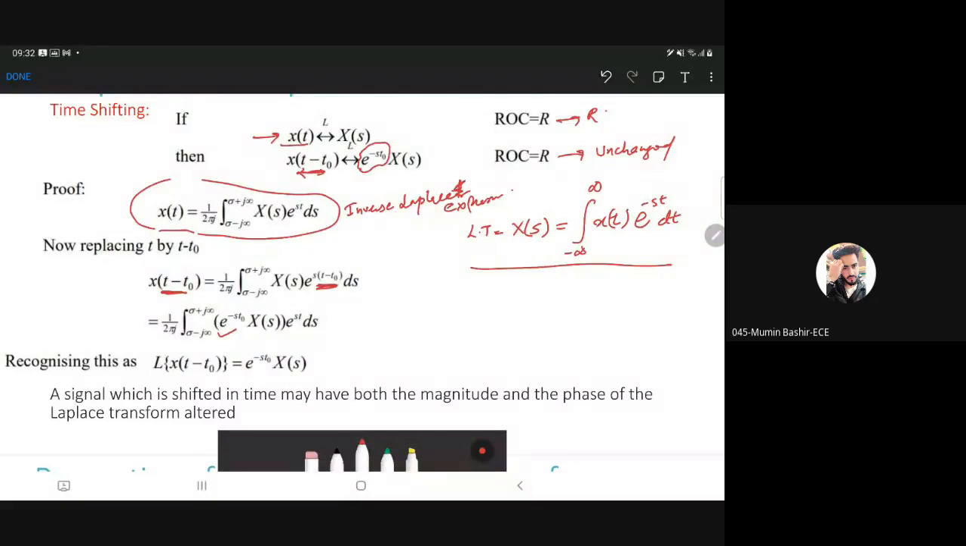Just as we explained in the Fourier transform and inverse Fourier transform, because you have 1/2 pi j here and e raised to power plus s, whereas in the Laplace transform you have e raised to power minus s. So there is a difference. So we are separating terms from e raised to power t minus t naught. We have one term here and another term here. Okay, then you can finally see this.